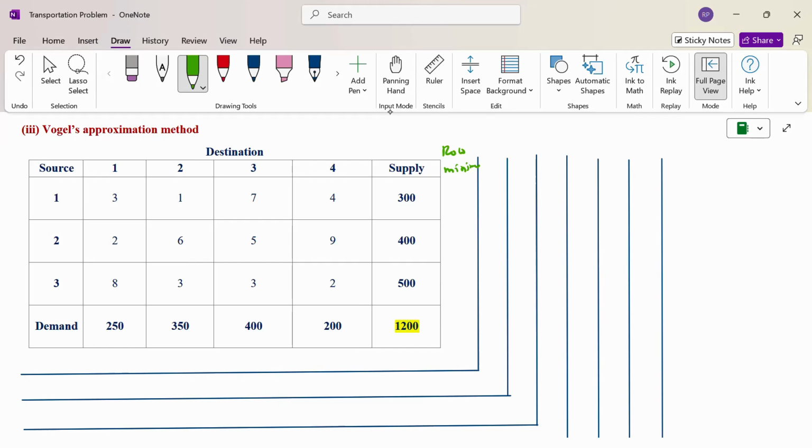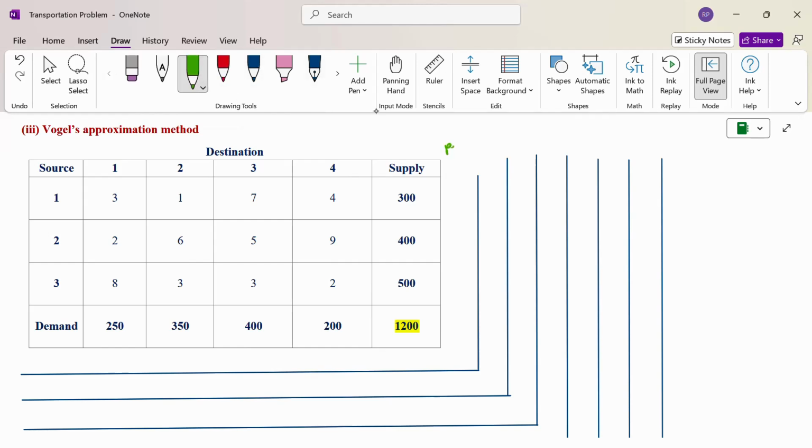So the difference. What is the difference? See, first 2 least numbers. Which are the 2 least numbers? In this case, first row. Each row to calculate. So first row 3 1 7 4. From these values, check which is the least number. Now here 3 1 is the least number. From these two, the difference. So the 2 least numbers' difference. See, that is a penalty.